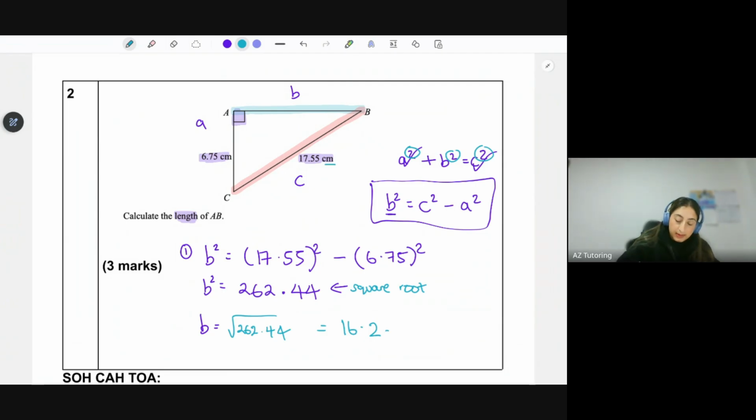Units are centimeters, which makes sense. If that's 6.75, that's 17.55, that makes sense. It's going to be 16.2. So that's how you do Pythagoras' theorem.